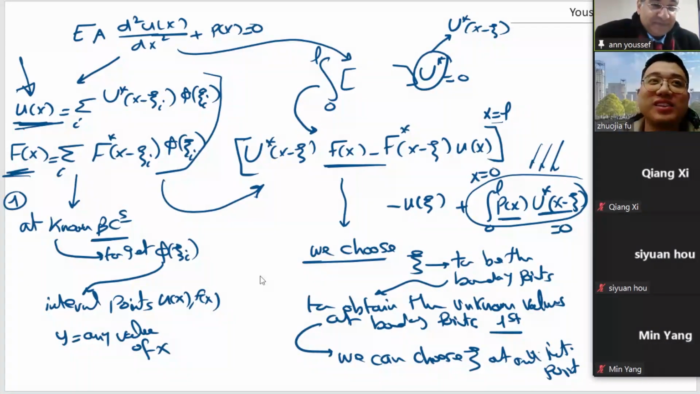I think you introduced the method by hand, and it's very clear. I think that everyone will understand the fundamental idea of the BEM.